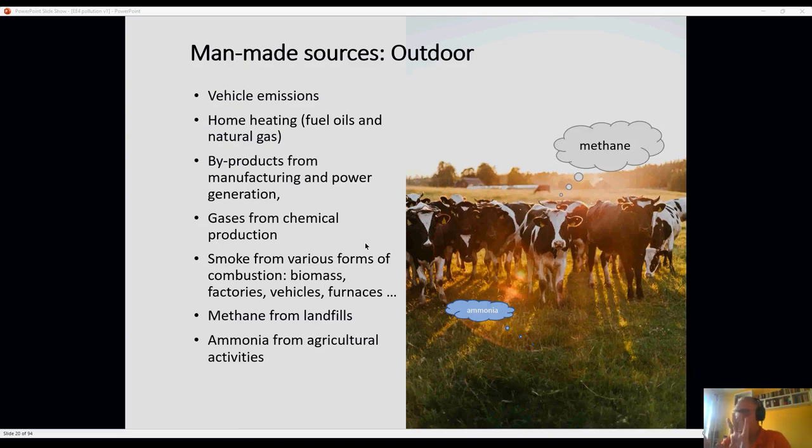So looking at the outdoor, the obvious ones are vehicle emissions, home heating. So if you're burning fuel oils, natural gas, okay, so when you switch your heating on because it's getting a little bit chilly, of course, air pollution is also caused as a byproduct of manufacturing and power generation.